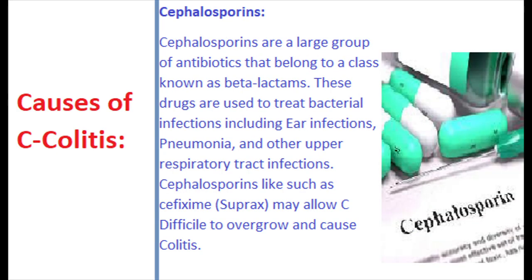Cephalosporins. Cephalosporins are a large group of antibiotics that belong to a class known as beta-lactams. These drugs are used to treat bacterial infections including ear infections, pneumonia, and other upper respiratory tract infections. Cephalosporins such as cefixime (Suprax) may allow C. difficile to overgrow and cause colitis.